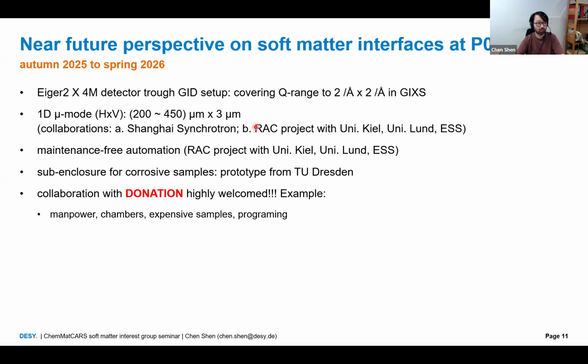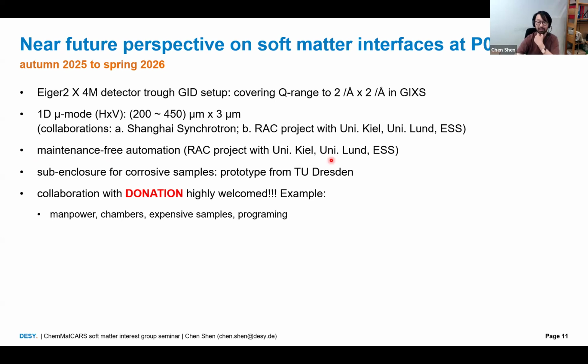Then we also want to really provide a maintenance-free automation. That means changing the thin film on the liquid surface and changing the whole subphase in the Langmuir trough in an automated fashion, but free of maintenance. So we already have a prototype that demonstrates it is possible to really swap the film and then change the subphase. And now, in collaboration with Kiel University and also Lund University and the European Spallation Source, we want to upgrade that into a really maintenance-free version.